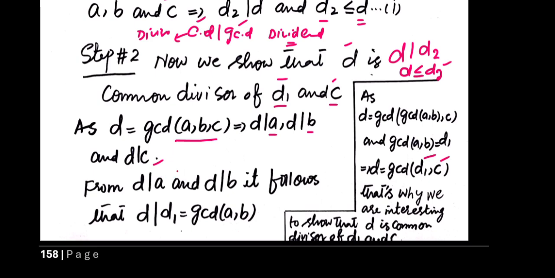Consider the first two numbers A and B. As D divides A, D divides B, it means D is a common divisor of A and B. If D is a common divisor of A and B, then D must divide the greatest common divisor of A and B. What is the greatest common divisor of A and B? This is D1. It means D divides D1.